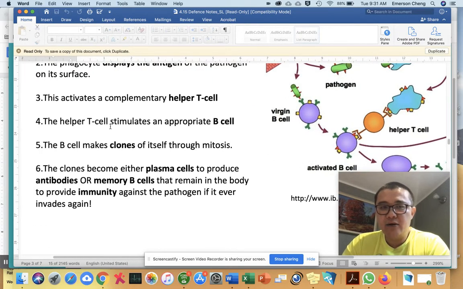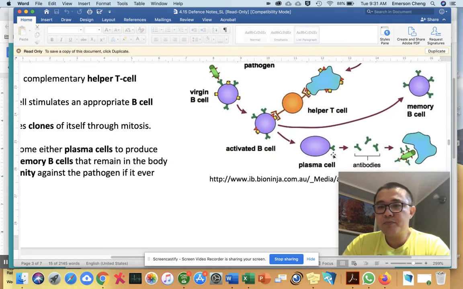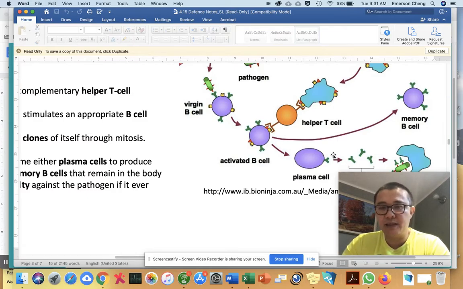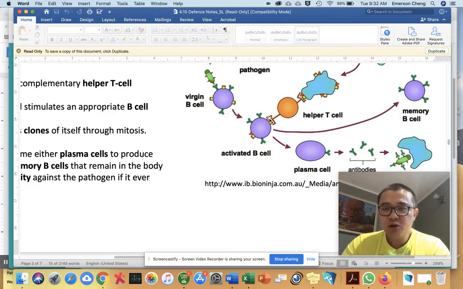The helper T cell stimulates an appropriate B cell. Now, when we say appropriate B cells, and we're going to see a diagram a little bit later, an appropriate B cell is a B cell that has a specific type of shape on the surface. If you look at it here, the shape on the surface of the B cell is actually complementary to the receptor on top of the helper T cell.